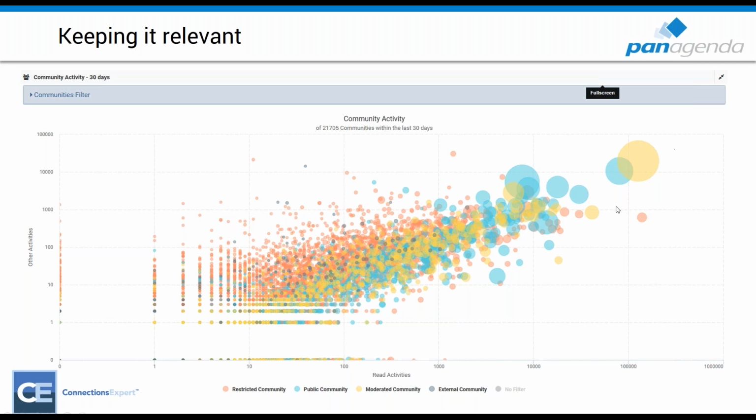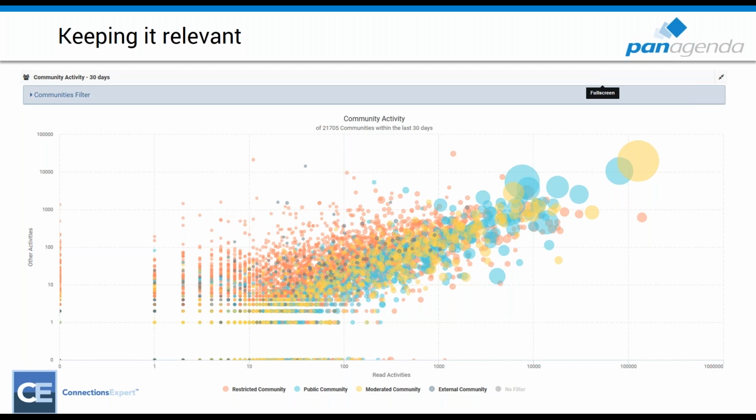And I can see what type of communities they are by looking at the colors. The red ones are the restricted communities, and you can see those are generally a lot smaller because they have less users. The public communities are blue, and the moderated communities are yellow. I also have external communities in here, so I can really divide between what's going on.